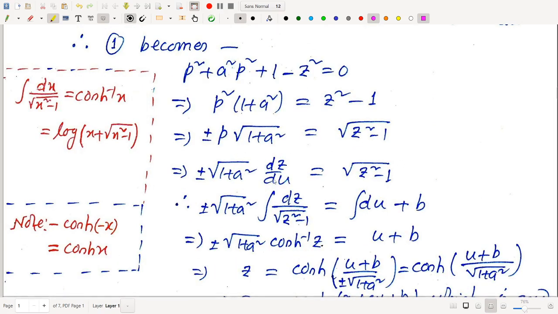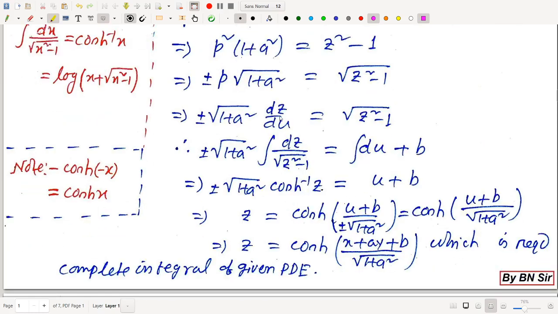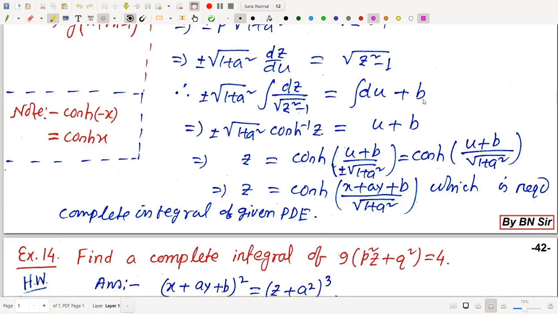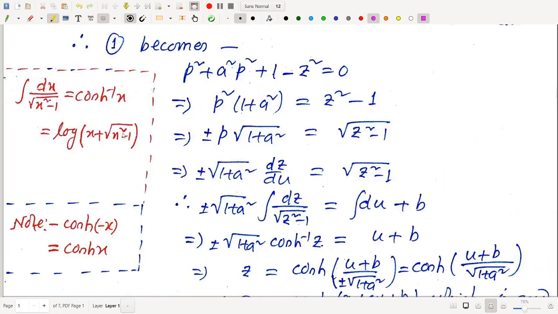Then p means dz by du, and then separating the variables, dz by root over z square minus 1, and integration also given at the same time. Integral du will be u plus b, new arbitrary constant of integration. Now dz by root over z square minus 1 we have written as cos hyperbolic inverse z, standard integral. Dx by root over x square minus 1 is cos hyperbolic inverse x, or it is log of x plus root over x square minus 1.